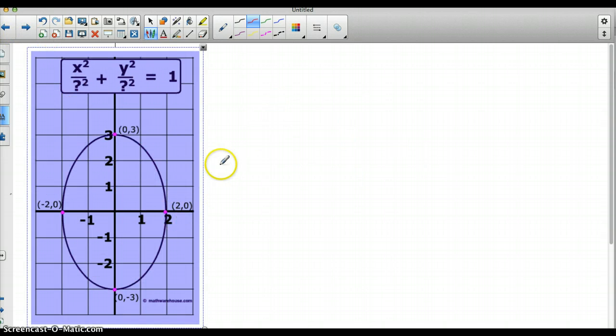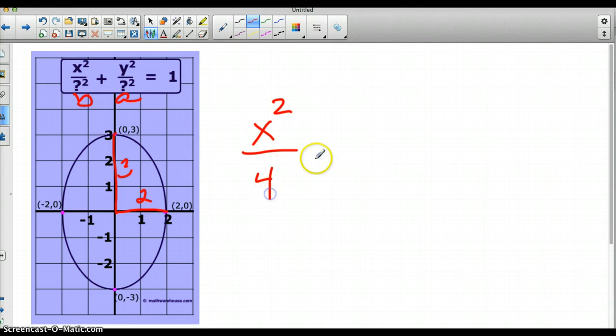Okay, try this one. You'll notice that it's a vertical ellipse, so underneath y should be your A, and underneath x should be your B. So find the distance from the center out to your vertex, which would be 3. Find the distance from your center to your co-vertex, which is 2. So you're going to have x squared over 4 plus y squared over 9 equals 1.